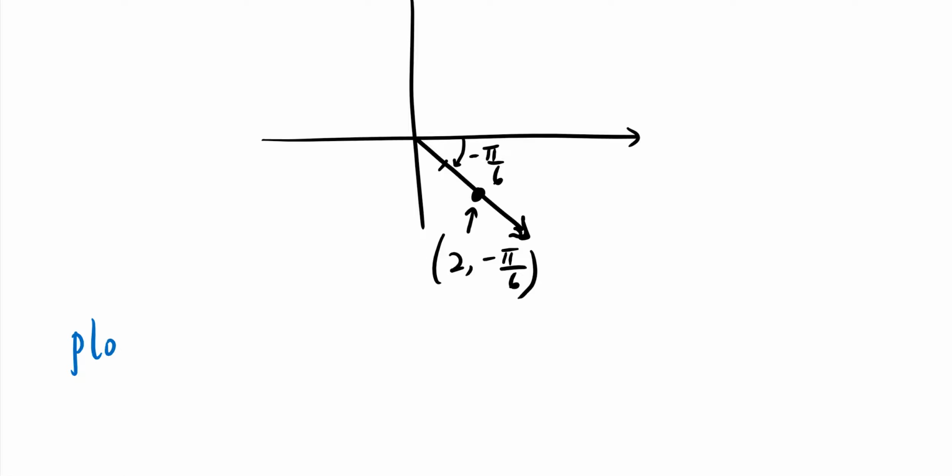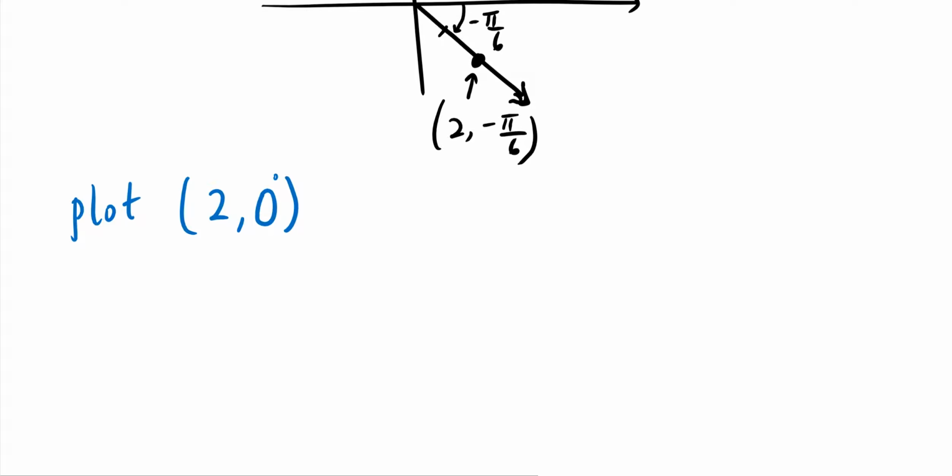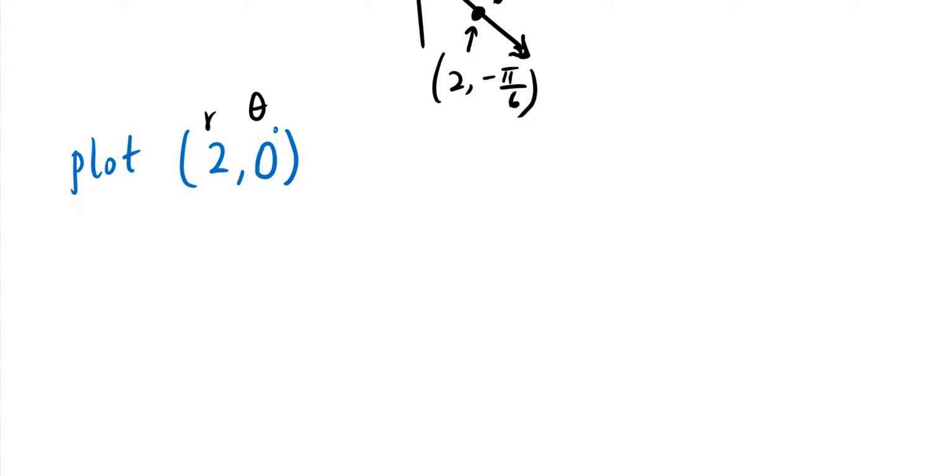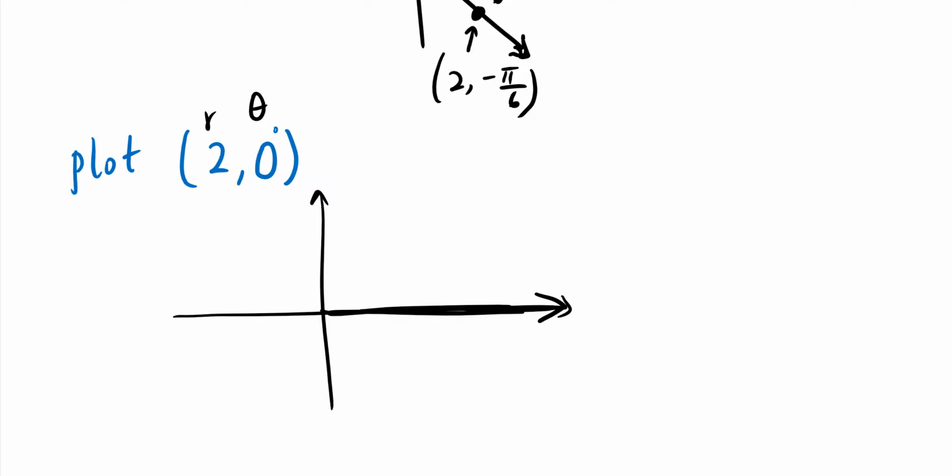Another one: plot the point 2 comma 0. 0 means 0 degrees or 0 radians. So it's always r comma theta. How are we going to plot this? It's a 0 degree angle, which is the same as the polar axis. Then you go on that 2 units. So it's here, 2 comma 0.